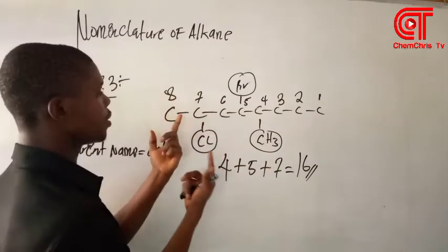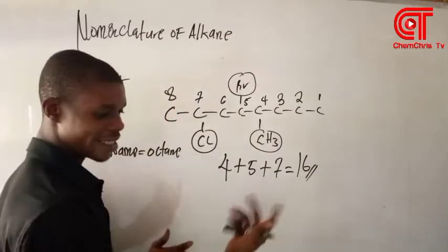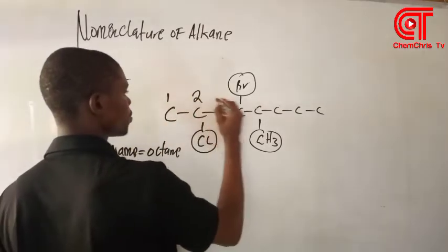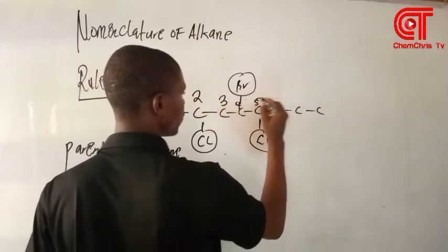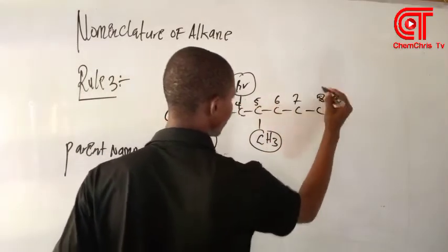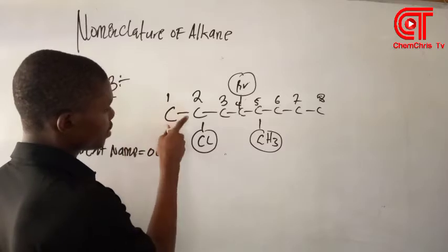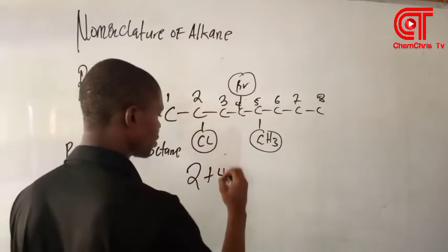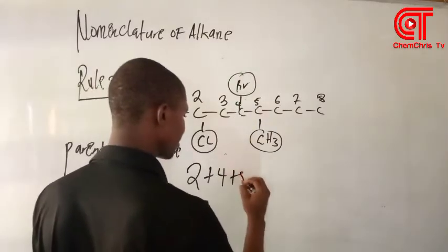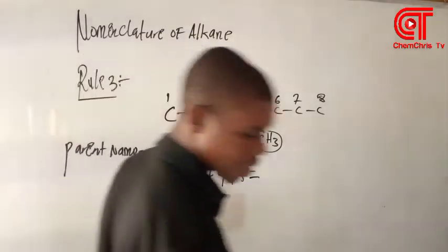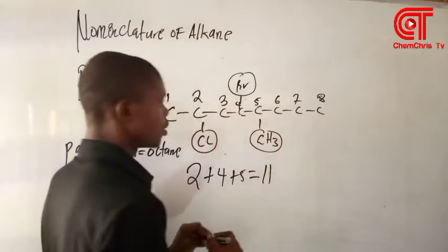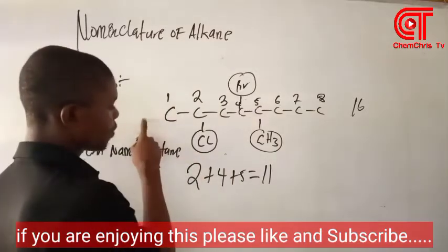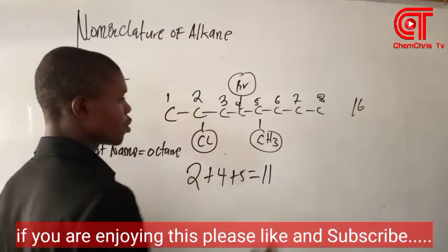So now let's start our numbering in the other direction and see what we get. You should start from here. I'm going to have 1, 2, 3, 4, 5, 6, 7, 8. So carbon number 2 carries this substituent here, carbon number 4 carries this substituent, and carbon number 5 carries this substituent. So when you sum them together, you get that. When I start my numbering from here, I got 16, right? But when I start my numbering from here, I got 11. Do you get that?